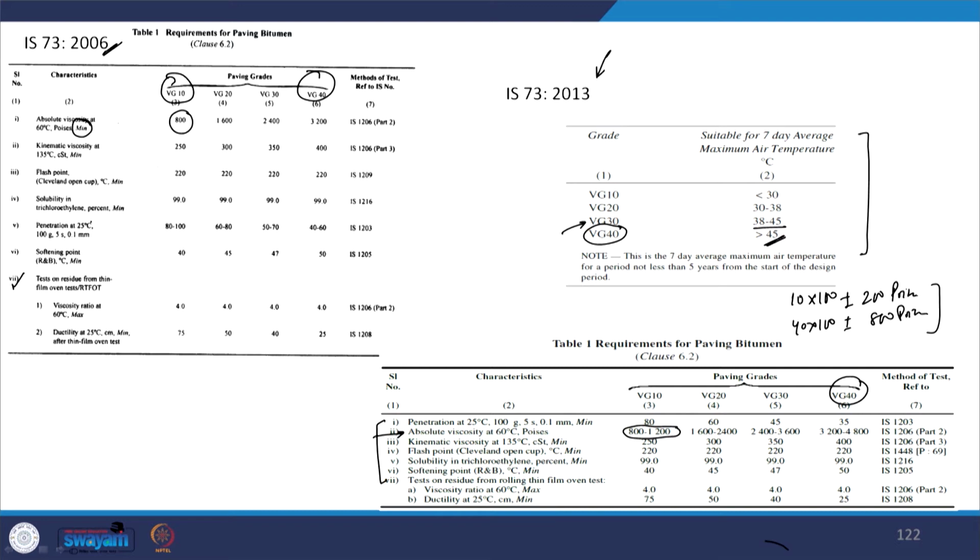Similarly, the penetration value at 25 degrees Celsius is given in a range in the 2006 version, whereas here, if you see, the penetration is given as a minimum criteria. Well, these are the two prominent changes which were done in the 2013 revision in comparison to the 2006 revision.